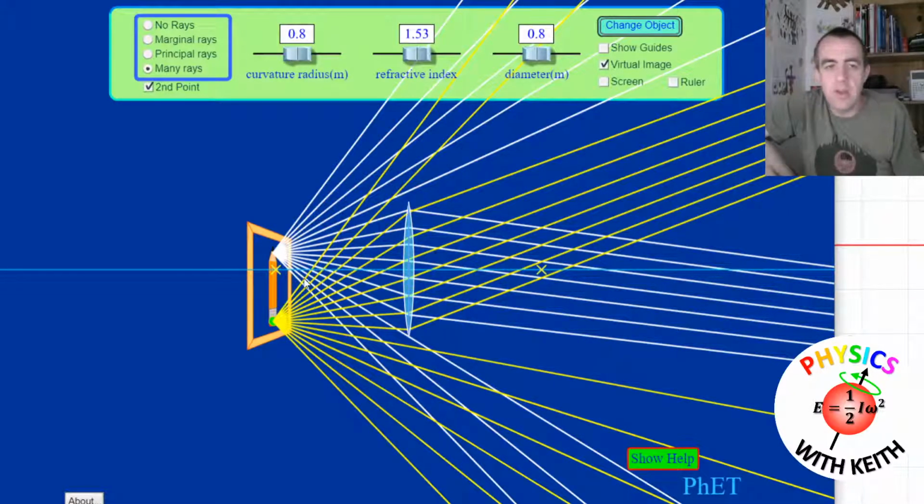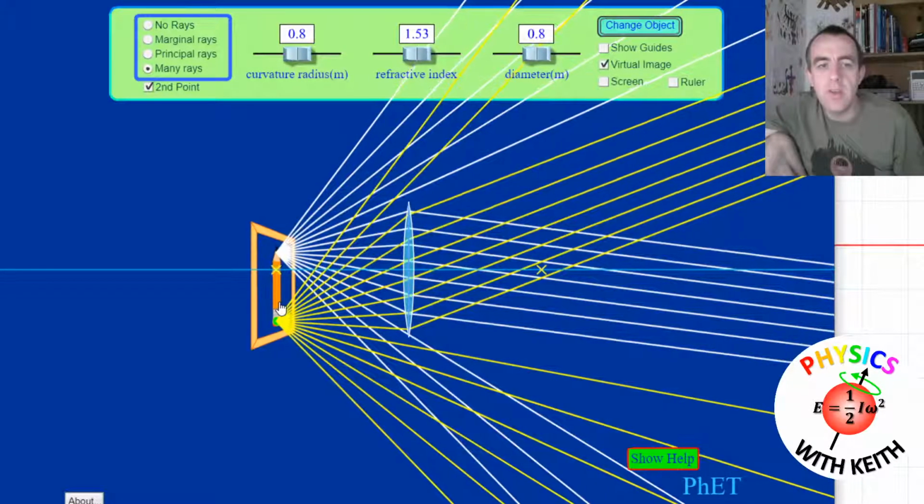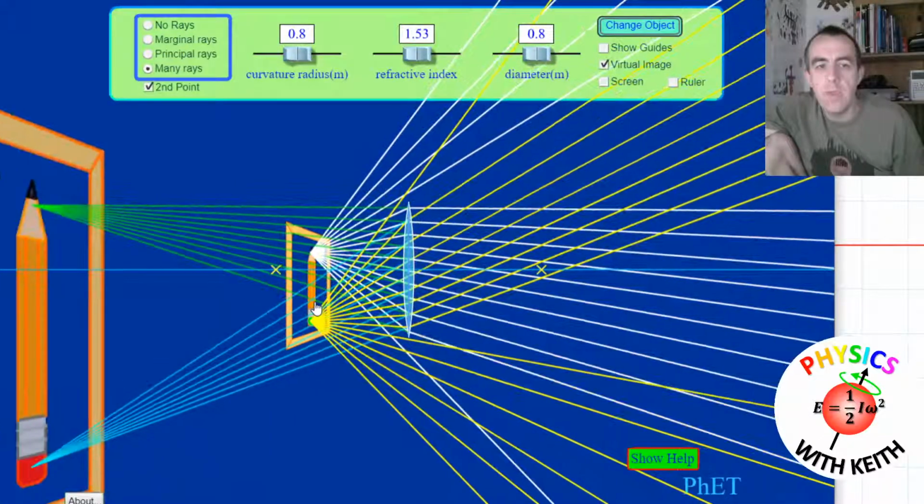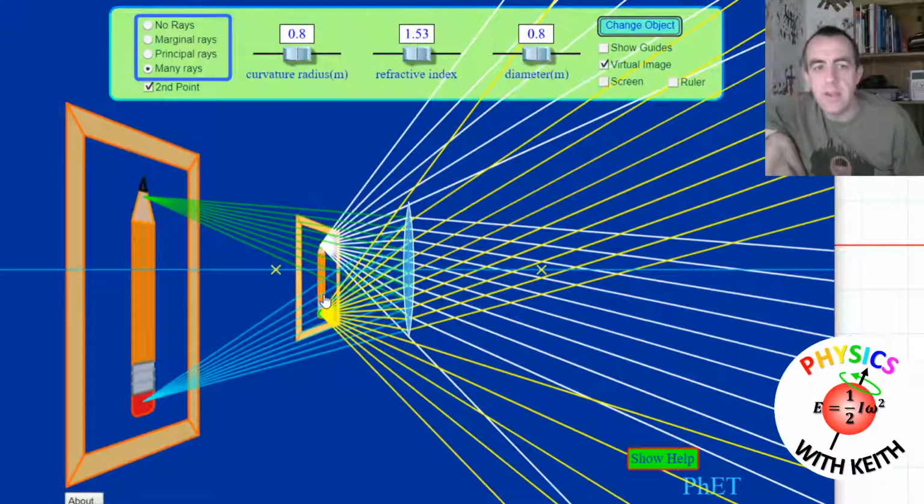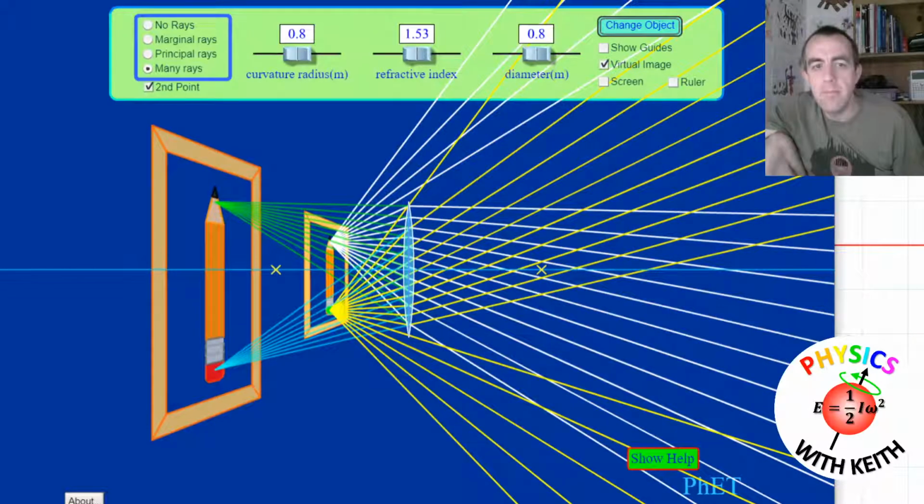This may surprise you. No answers coming through just yet. Doesn't matter if you're wrong, just have a guess. But as I move the object even closer, the image forms behind it. Now what on earth is happening here? It will form the image, but it forms the image behind it.